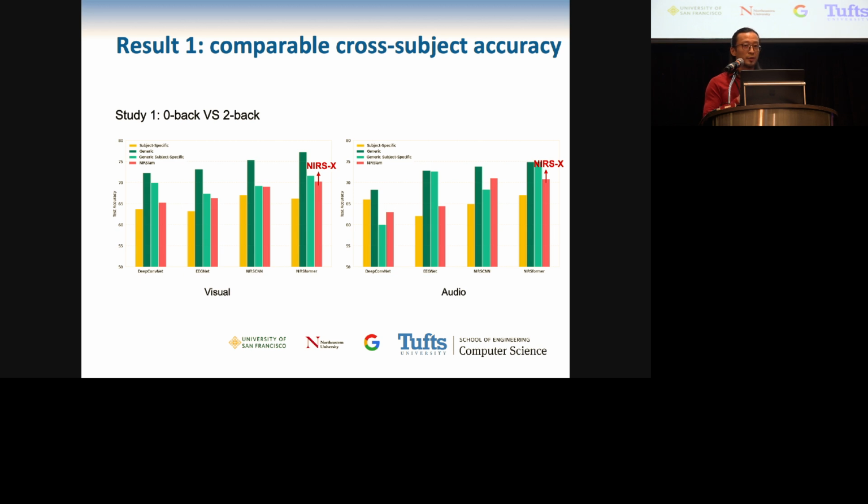It's not that chill, but it's also not too hard, because for short-term memory tasks, if it's too hard, some participants may just quit. So we chose 0-back versus 2-back. These are the results from the binary classification on the visual and audio datasets separately. As you can see, our method, NIRS-X, shows comparable performance to supervised methods in binary classification.